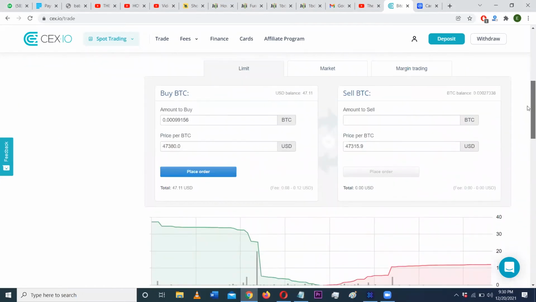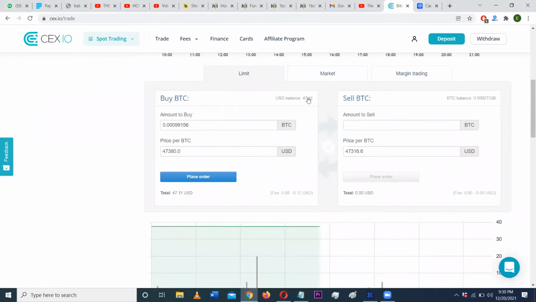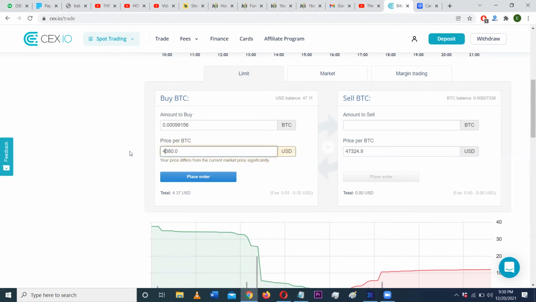Okay, let me buy Bitcoin. I'm using my entire balance to buy Bitcoin. There is how much Bitcoin I'll get. But I don't want to buy Bitcoin at it. So be very careful when you want to buy Bitcoin at your own price. Let's say Bitcoin is selling at $47,000, and then I have decided that I want to buy it at $48,000. Like that, you've made a very big mistake.